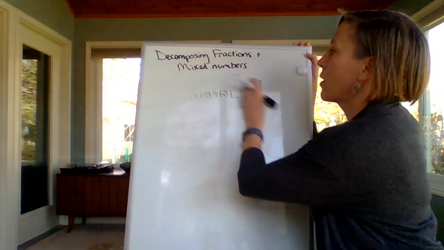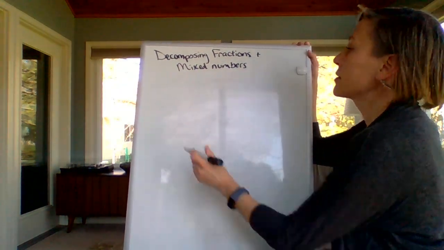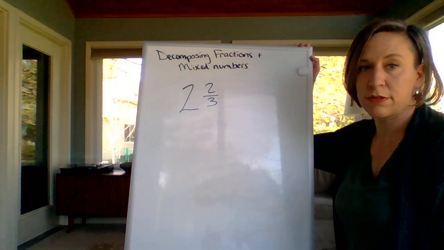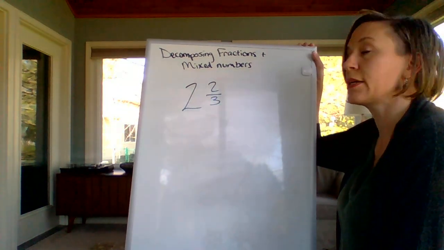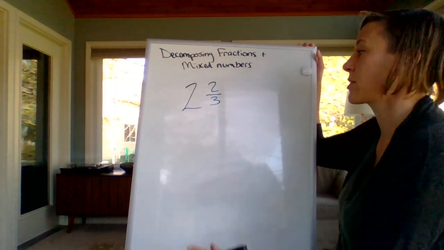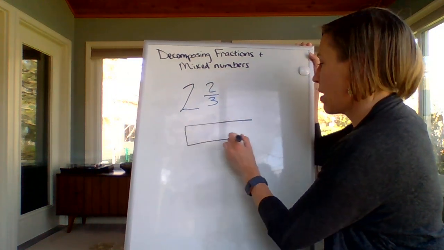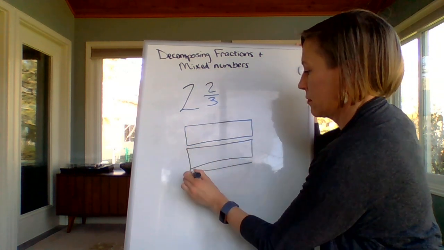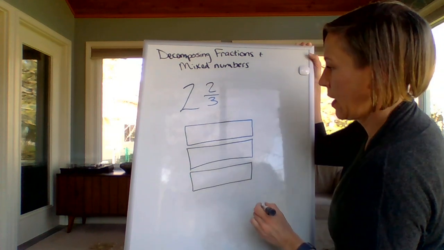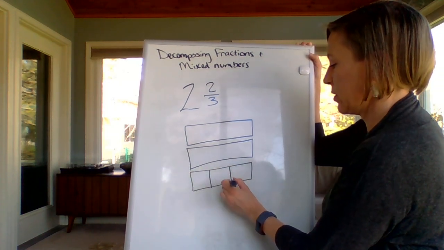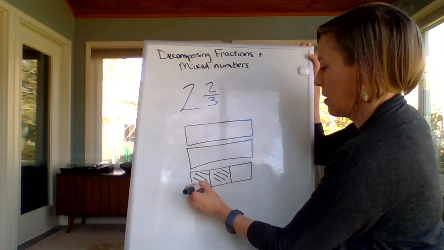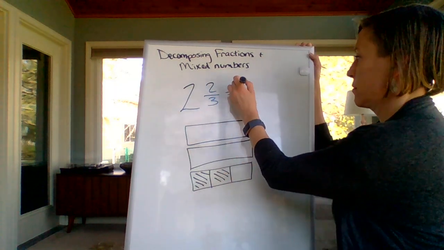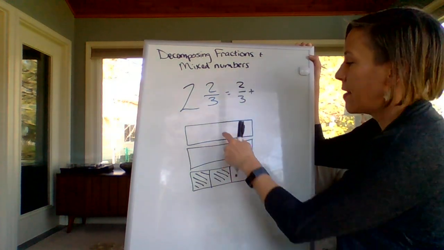Another thing that they showed on the video was doing the same thing with mixed numbers. So if we look at the number 2 and 2/3, and we want to try and decompose this into different fraction amounts. So I'm going to draw some rectangles here. Okay, and I'm going to split this last one into thirds because I know that I have 2/3 here. So here's 2/3 plus, and then I have 2 wholes here.